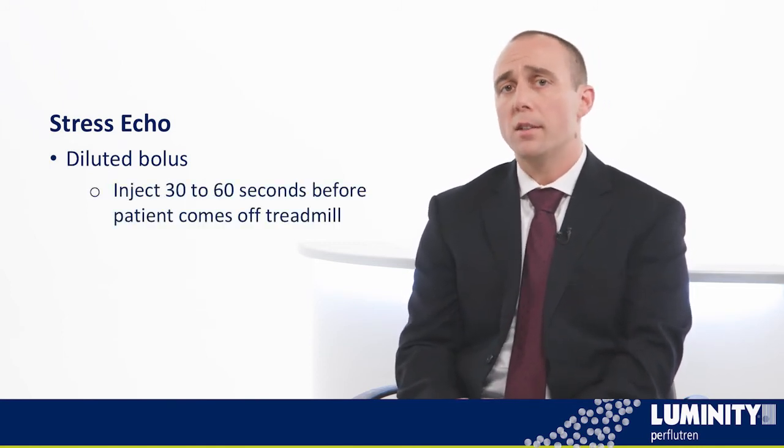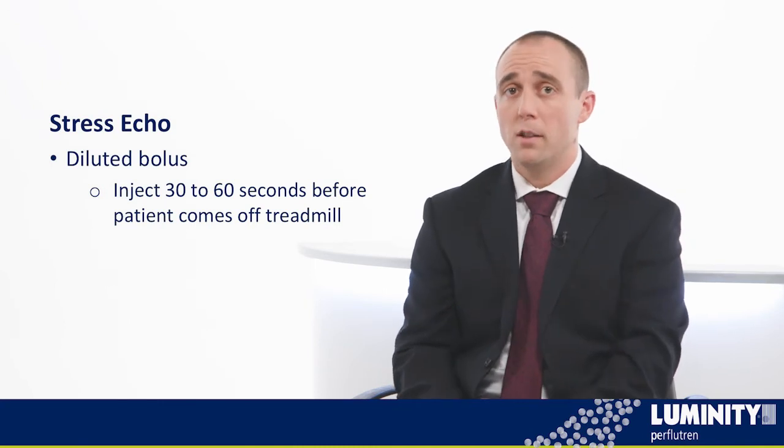So let's go over a couple of tips with stress echo. Being able to use the diluted bolus form with Luminity helps with stress echo to last a little bit longer. It makes it much easier to enhance the left ventricle. When you inject, you want to try to inject about 30 to 60 seconds before the patient comes off the treadmill. You also want to be careful of too high of a dose, too fast of an injection, because the heart rate should be ideally faster. Blood is moving through quicker, so you want to try to compensate to not get attenuation by doing a slow injection and maybe not as much.